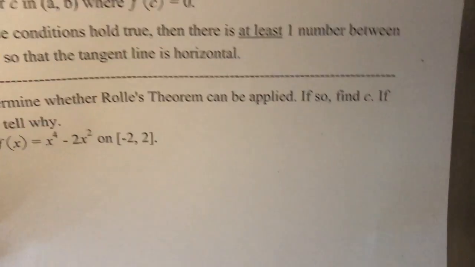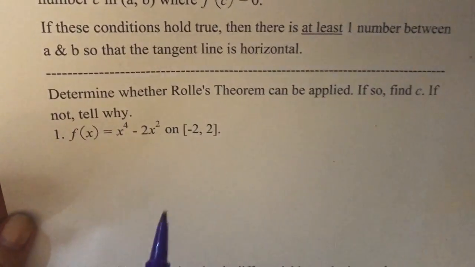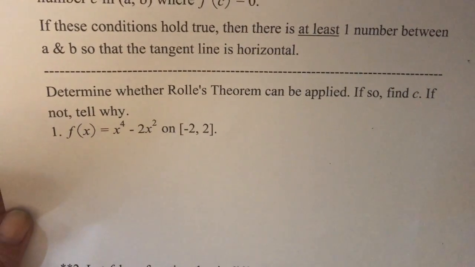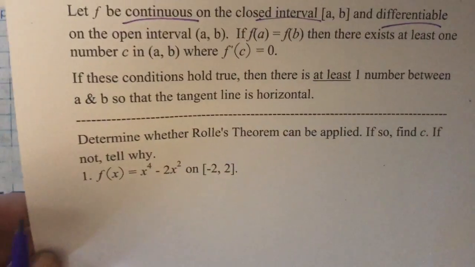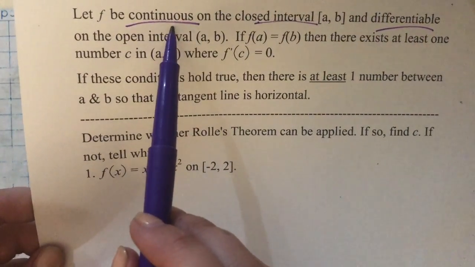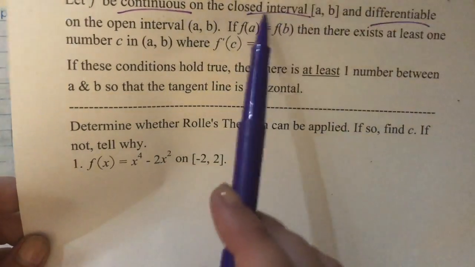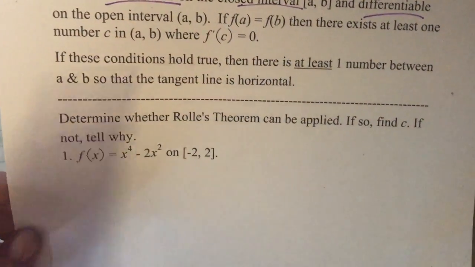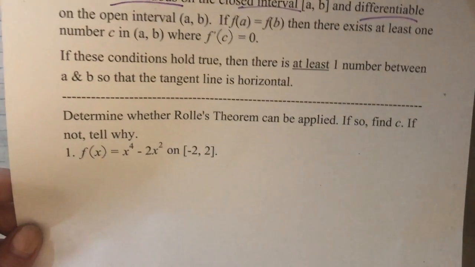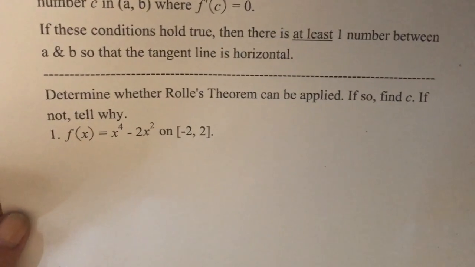Okay, so here's our example problem. Determine whether Rolle's theorem can be applied. So we have 3 things that have to happen. It has to be continuous, it has to be differentiable, and f of a has to equal f of b. If that's all true, then we can find where that horizontal tangent is. So let's figure it out.